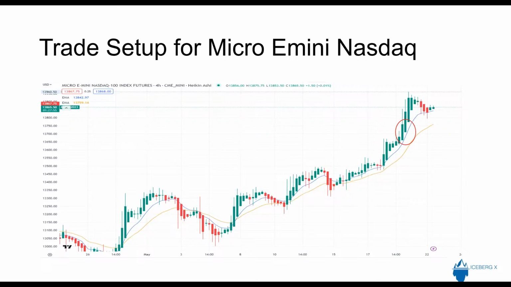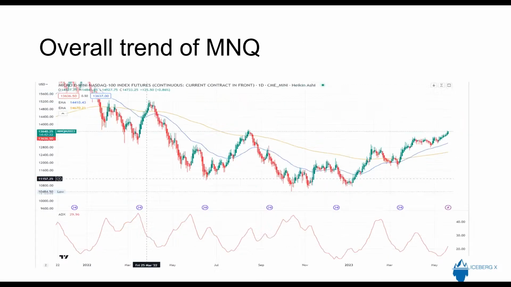Now, if you look at it, the micro E-mini Nasdaq futures contract does have a lot of legs on the upside, so call options actually are favored at the moment. If you look at the overall trend of the micro E-mini Nasdaq, you can clearly see that the market is crossing above into bullish territory. Looking at the moving averages, the candles are trading above their 50 and 200 period EMAs, which is a good sign. That means there's continuing momentum on the bullishness.